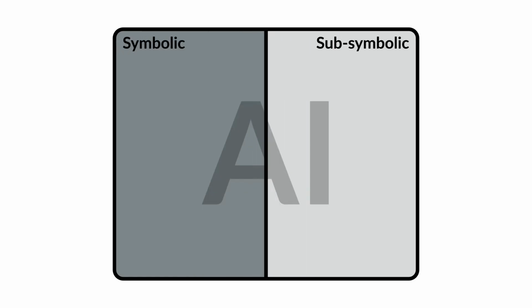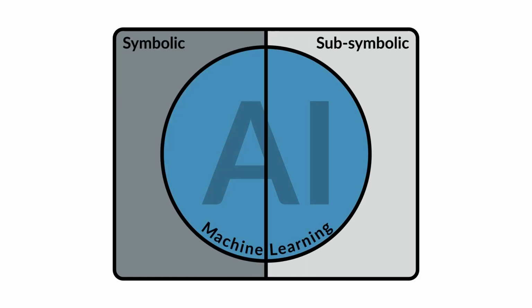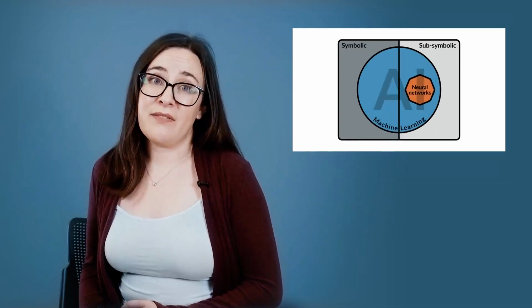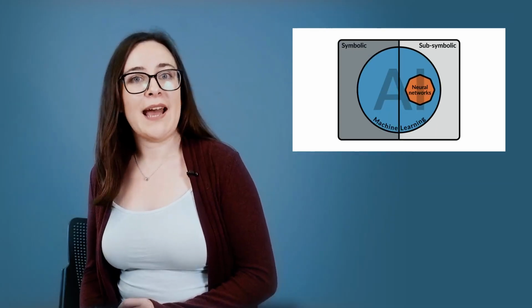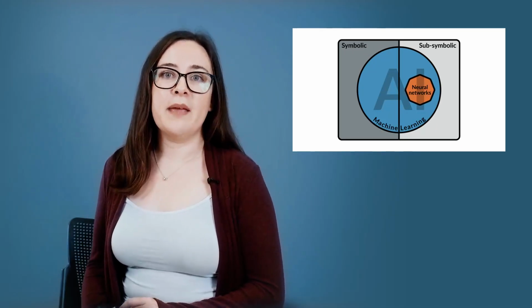In summary, AI can be divided into symbolic and sub-symbolic forms. Machine learning straddles both, but today's most popular machine learning applications rely primarily on neural networks, a sub-symbolic form of AI. That said, plenty of AI systems combine both symbolic and sub-symbolic methods and may be described as hybrid AI.